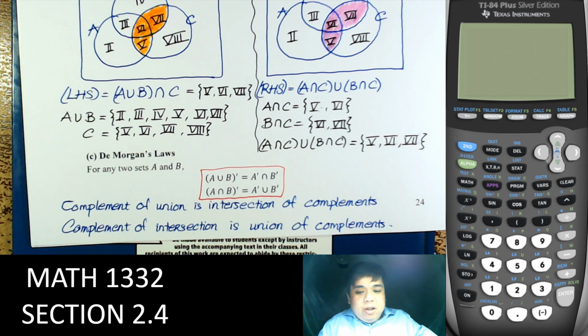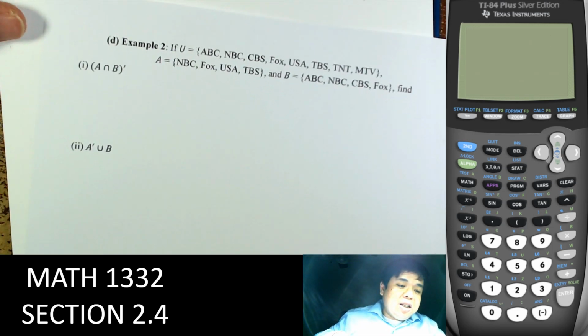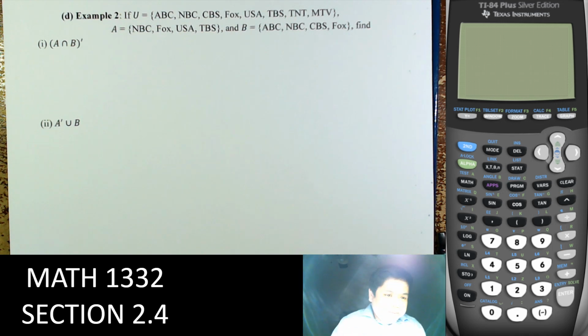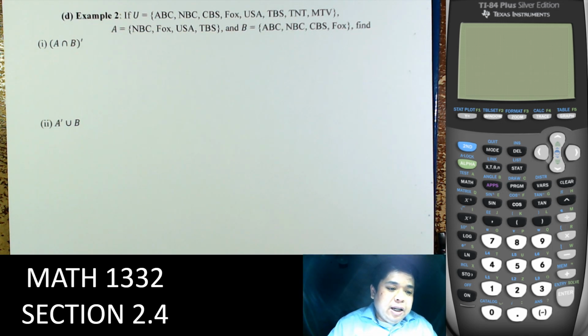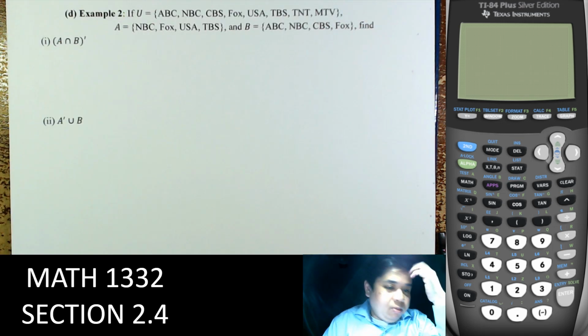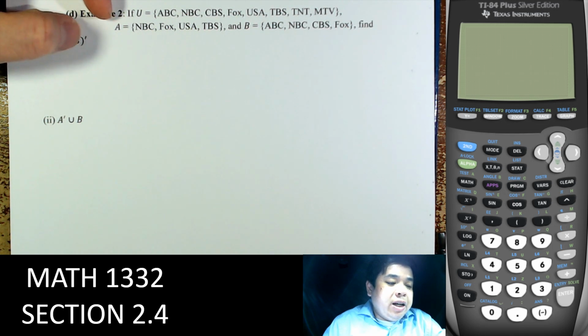Let's go to De Morgan's law. Right. Let's look at this example and then we might utilize De Morgan's law. So we have this. We have a universal set, those TV networks. First, find the complement of A intersect B.